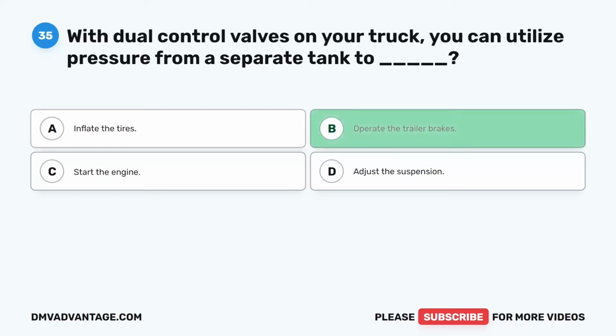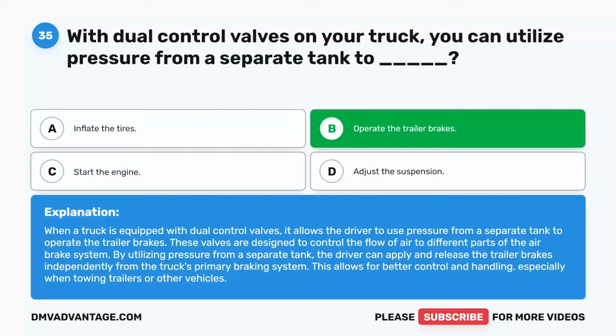Operate the trailer brakes. When a truck is equipped with dual control valves, it allows the driver to use pressure from a separate tank to operate the trailer brakes. These valves are designed to control the flow of air to different parts of the air brake system. By utilizing pressure from a separate tank, the driver can apply and release the trailer brakes independently from the truck's primary braking system. This allows for better control and handling, especially when towing trailers or other vehicles.